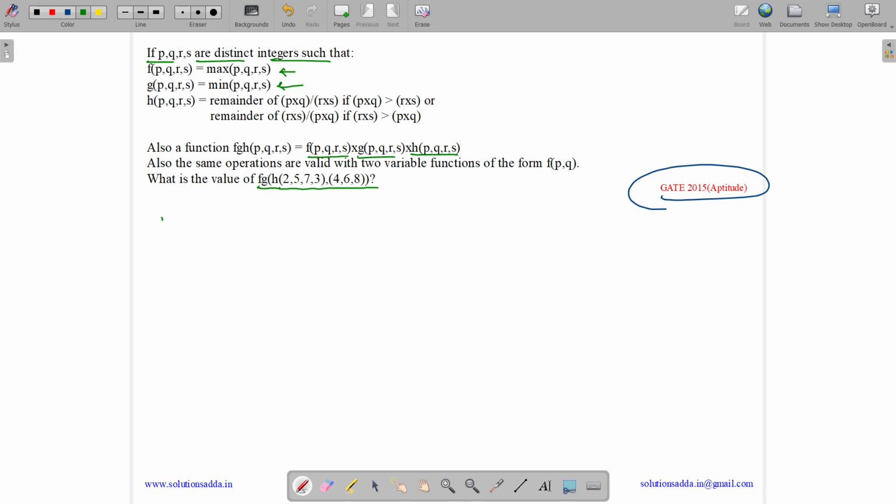So let us break this out. So we have f of g, then we have h of 2573 comma 468. So it is like this. So first let us solve h of 2573.